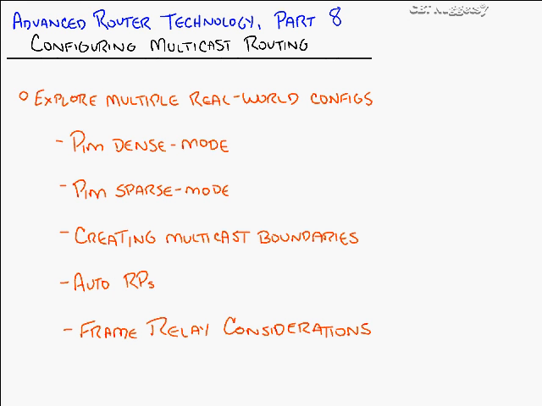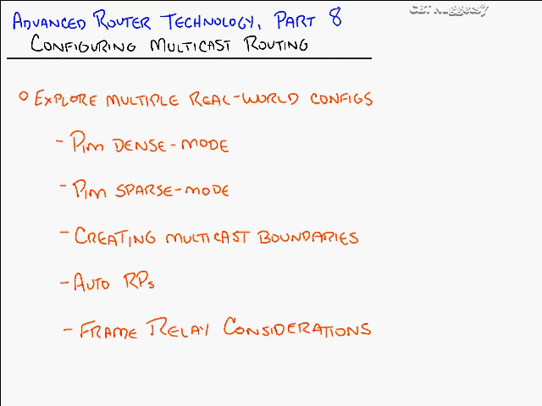First off, we're going to discuss PIM dense and sparse mode. That's one of the easiest things to configure, and also throw one in there called PIM sparse dense mode, which is a combination of the two. To configure those, it's one or two commands to make them work, and that's really all there is to it. That's why there's so much in the concepts of multicast routing.